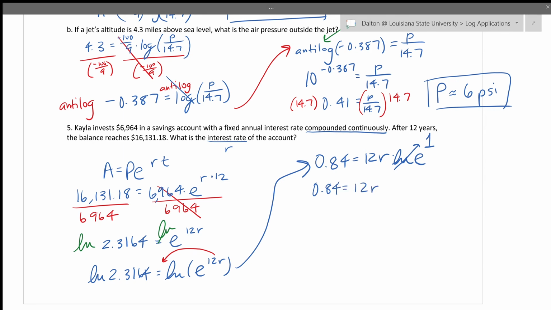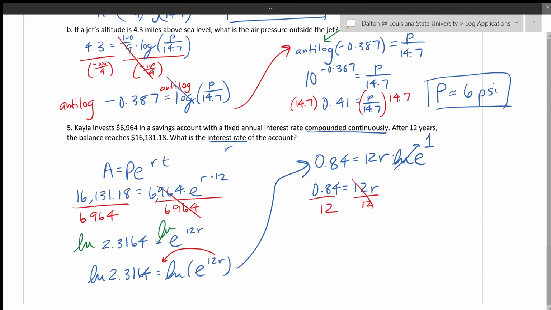And then to isolate r, we're going to divide both sides by 12. Leaving us with r is approximately 0.07, which again, we give rates as percentages. So move the decimal point 2 places to the right, and you get that r is approximately 7%.